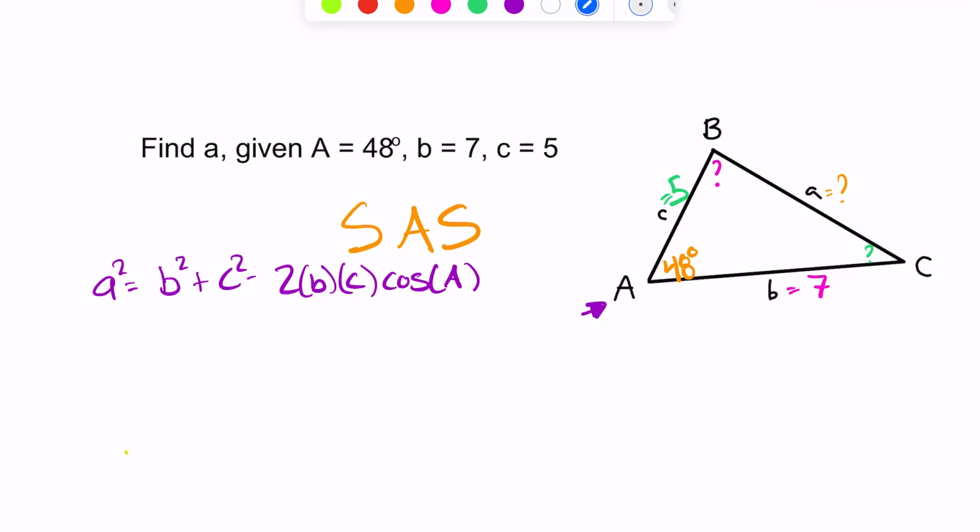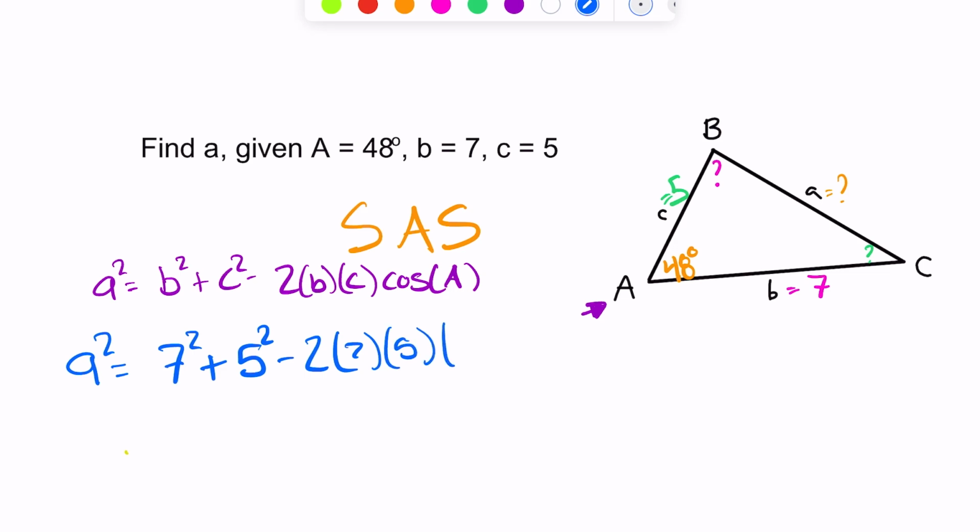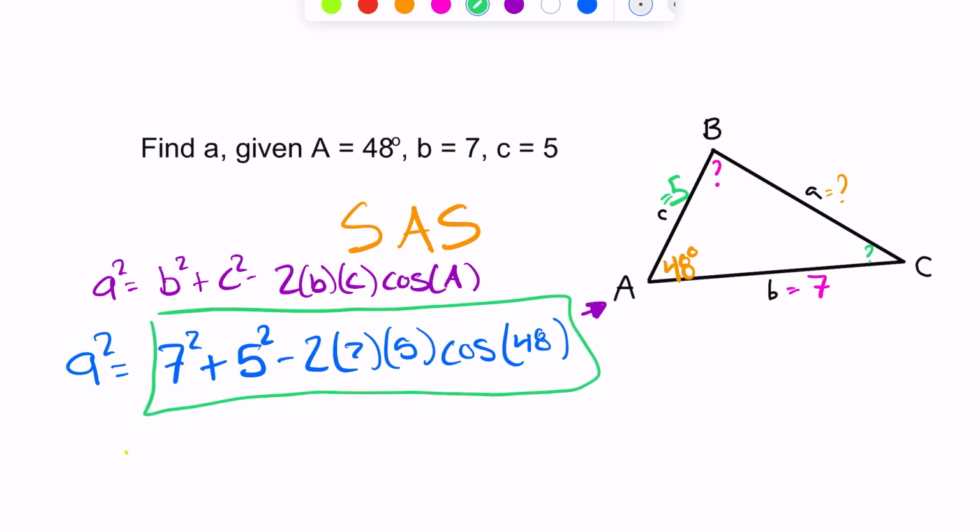So as I fill this out, I'm going to have a squared equals, and then little b is 7, so I have 7 squared, plus c squared, which is 5 squared, minus 2 times, once again, b is 7, and then c is 5, and then lastly, I'm timesing by the cosine of A, and A is 48 degrees. Now, once I have this, I can actually plug this whole thing into Desmos.